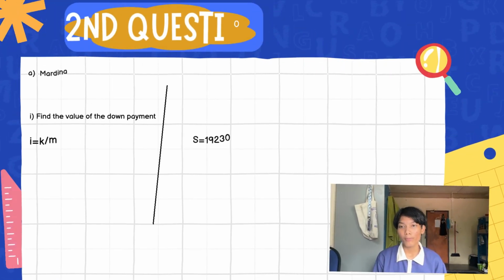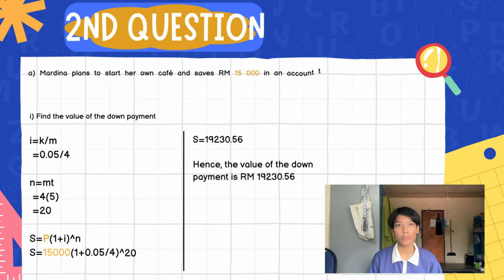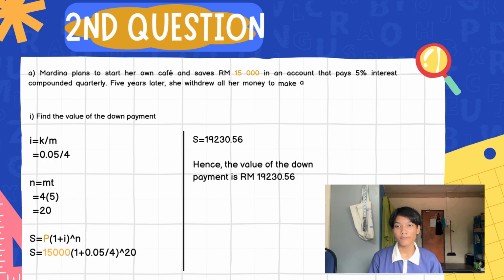Question number 2. Marina plans to start her own cafe and saves 50,000 ringgit. That will be your principal. In an account that pays 5% interest, that will be your K, compounded quarterly. 5 years later, she withdrew all her money to make a down payment on a small property for the cafe. Find the value of the down payment.